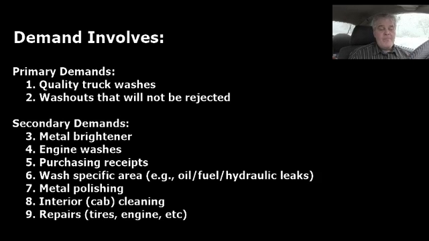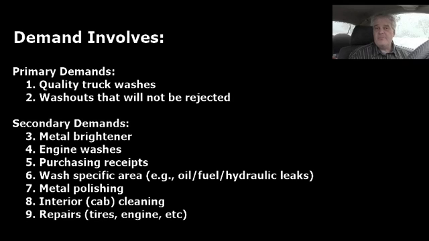Another secondary demand was to wash a specific area of the vehicle. So they might have an oil leak or a fuel leak or a hydraulic leak, or again, maybe they're going to get something repaired, something around their 5th wheel back there, which is where the trailer connects. And so they wanted to get a specific area cleaned up for some specific reason. Another thing they asked for, especially after I started advertising for it, was metal polishing. And unlike the metal brightener, which is again kind of like a fluoride treatment, this is like getting false teeth, nice shiny white teeth. I mean, you go in there with the machine and zzz, and it really shines.